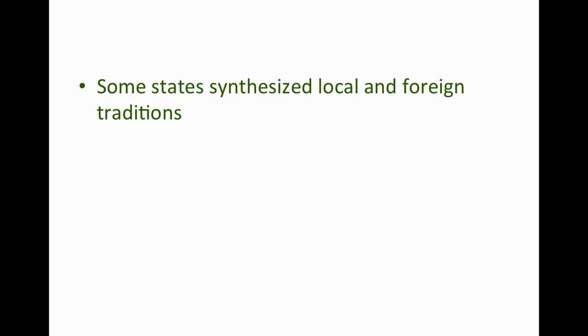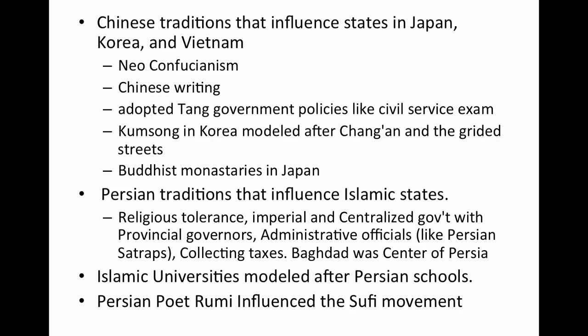So the next subconcept, some states synthesize local and foreign traditions. Some examples of that would be the Chinese extending their culture and influence into Japan, Korea, and Vietnam. Neo-Confucianism spreads, Chinese writing, Tang policies like the civil service exam. The city of Kumsong in Korea was modeled after Chang'an and the gridded streets. And we're going to see Buddhist monasteries in Japan. So be able to articulate how Chinese culture and politics influence those other Asian regions.